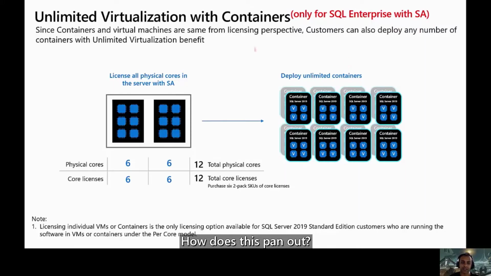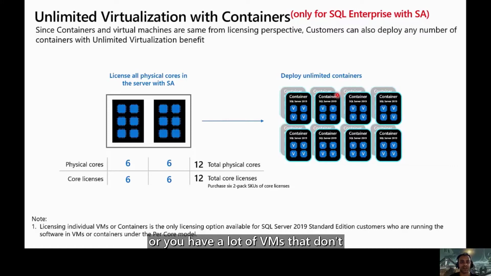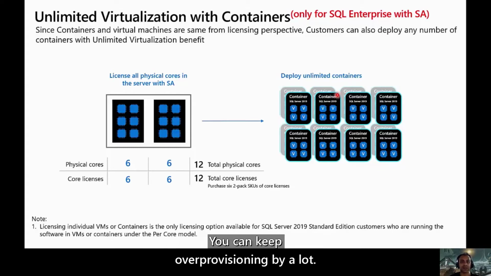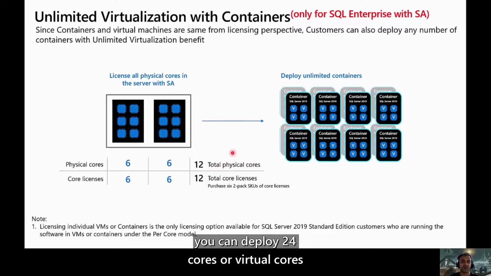So how does this pan out? Basically, any scenario where you're creating a lot of VMs, you're destroying a lot of VMs, or you have a lot of VMs that don't really reach peak usage, are flat at, let's say, under 50%, you can keep over-provisioning by a lot. So if you have 12 cores and you know that all your VMs run below 50% CPU usage all the time, then at a minimum, you can deploy 24 virtual cores worth of containers or VMs in those physical machines. That will give you 100% over-provision capacity without having to incur additional licensing costs.